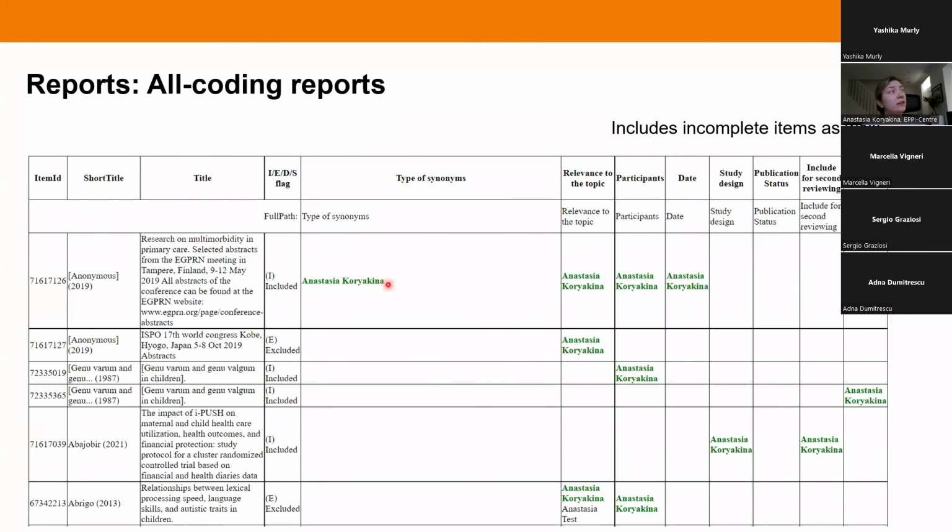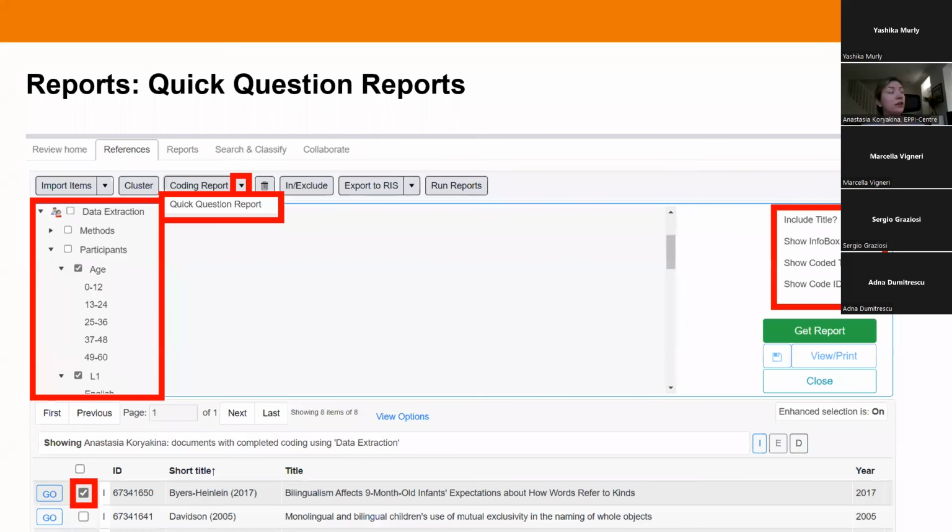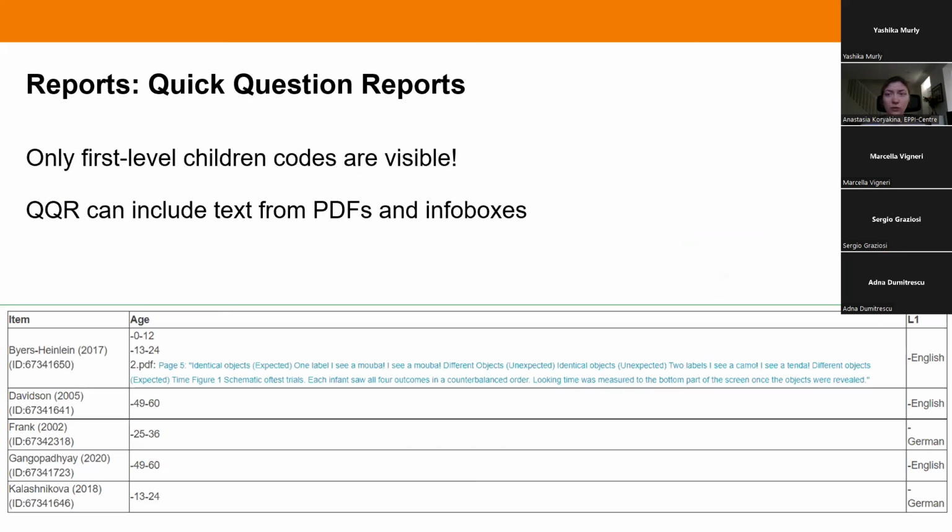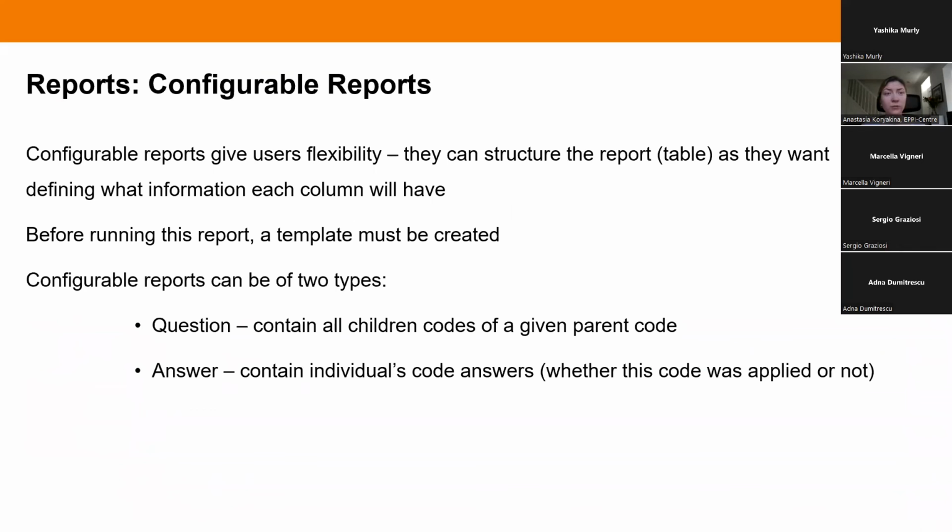So please note that this report is the only one that includes incomplete items as well as complete items. The other ones contain only complete items. A quick question report shows all information from a given coding tool or from a given part of a coding tool for a selected batch of items, or all items if you want to run it for the whole batch.